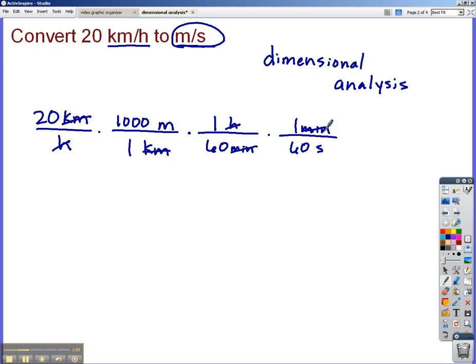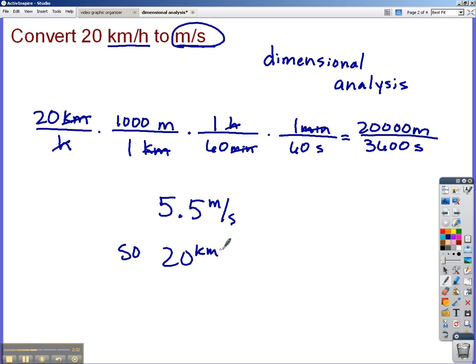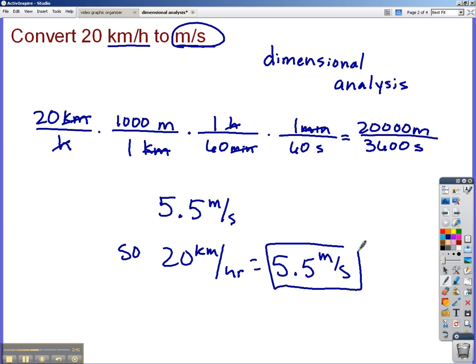From here, it's simple math, just like you would multiply fractions. You're going to multiply all the way across the top, and that's going to give you 20 plus 3 zeros, and that unit is meters. And then all the way across the bottom, 1 times 60 times 60, which is going to be 3,600 seconds. Now my units are in meters per second, so all I have to do is divide 20,000 by 3,600. And when I do that, I'm going to find out that it's 5.5 meters per second. So 20 kilometers per hour is equal to approximately 5.5 meters per second. And now we can use this in our momentum problems.